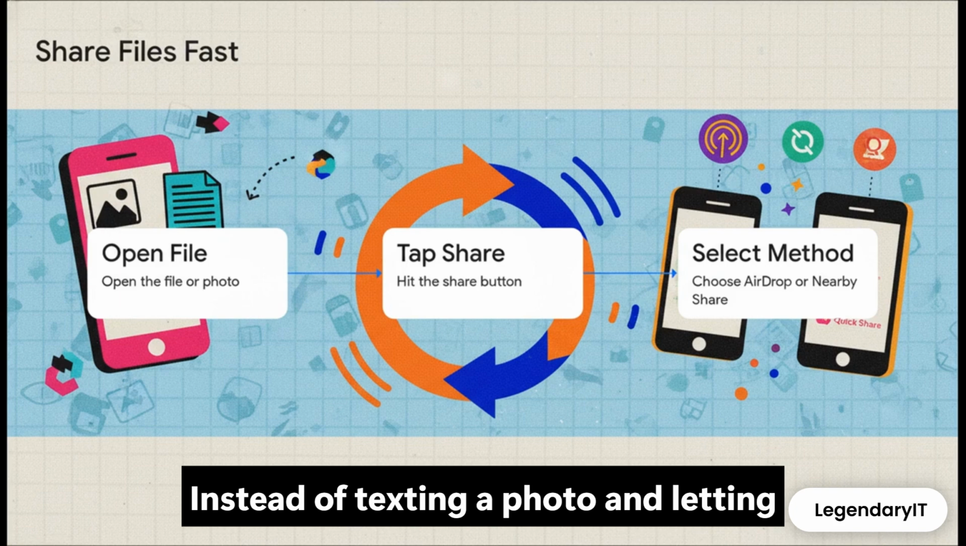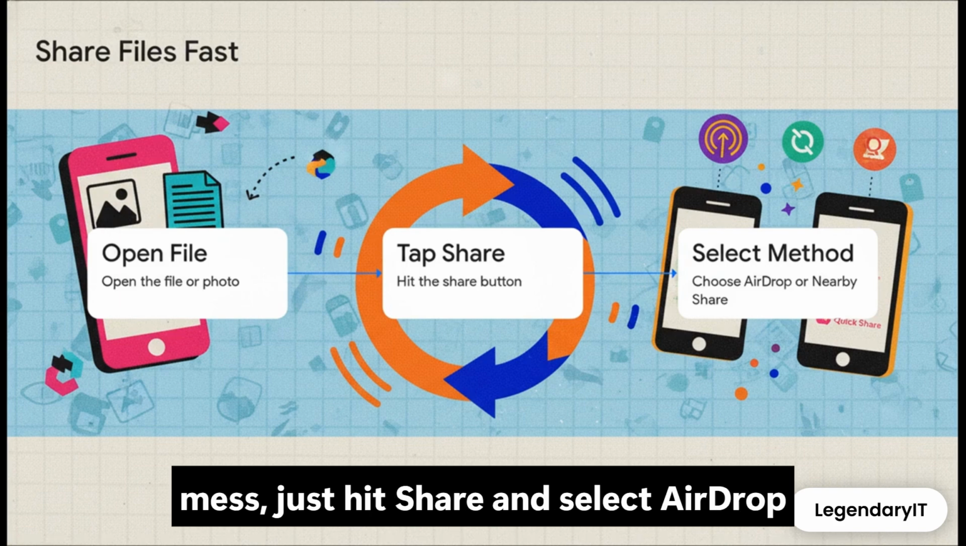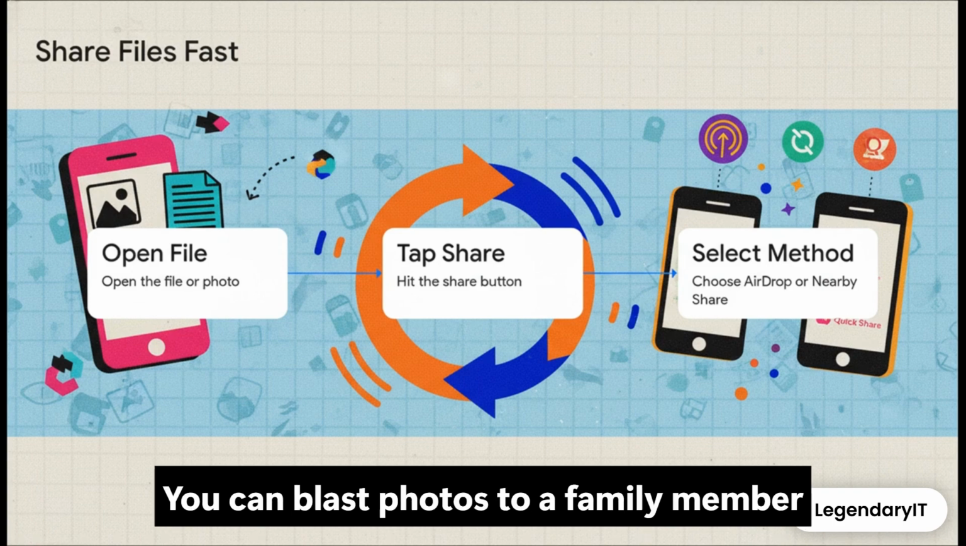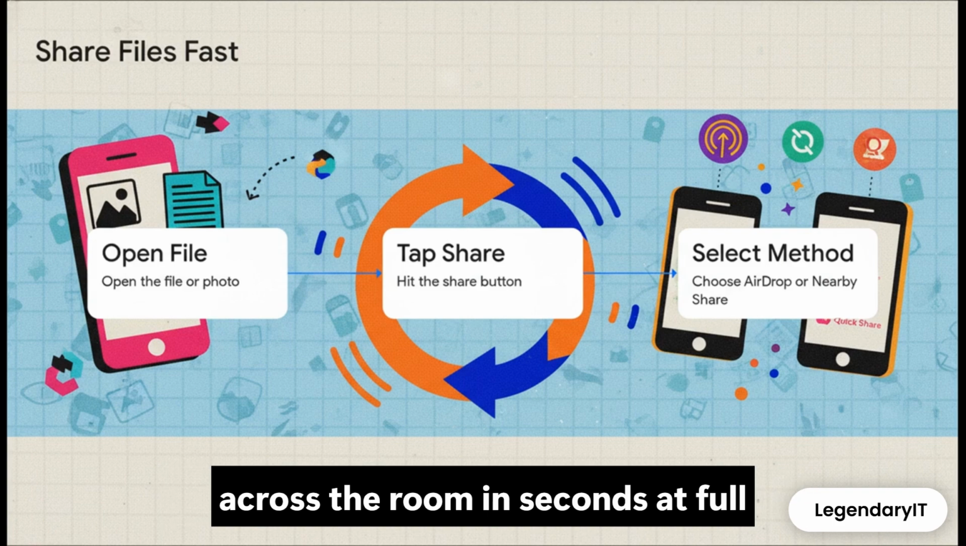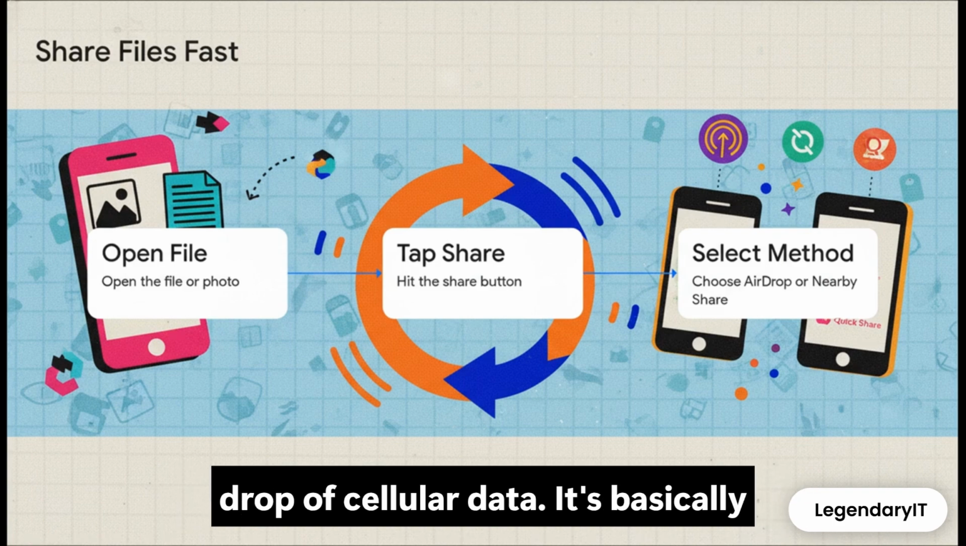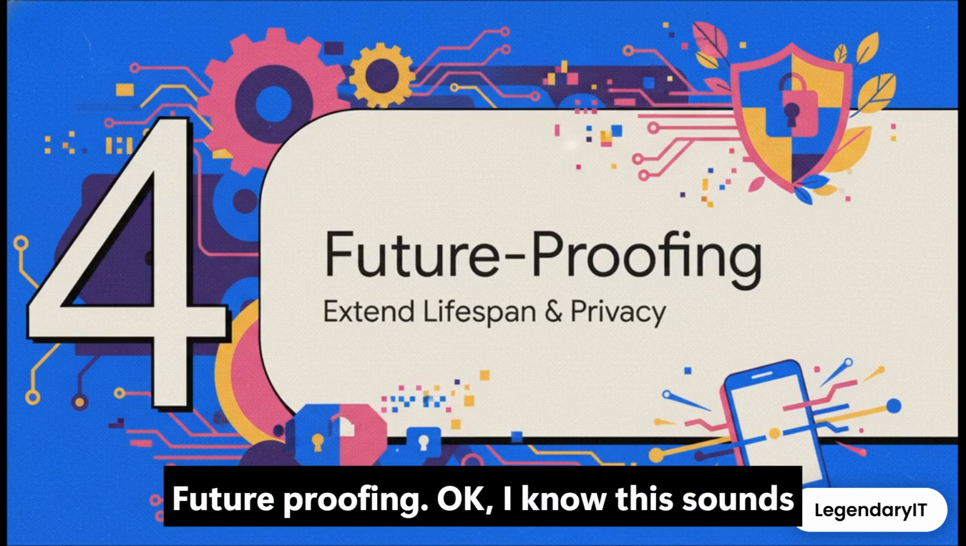Instead of texting a photo and letting the app compress it into a pixelated mess, just hit Share and select AirDrop for iPhone or Nearby Share for Android. You can blast photos to a family member across the room in seconds, at full original quality, without using a single drop of cellular data. It's basically magic. Finally, let's look at section 4, future-proofing.